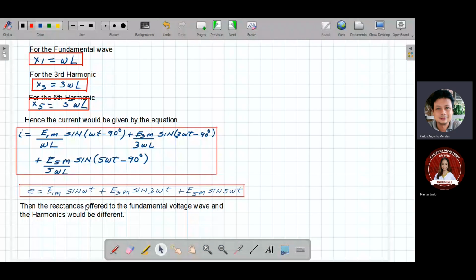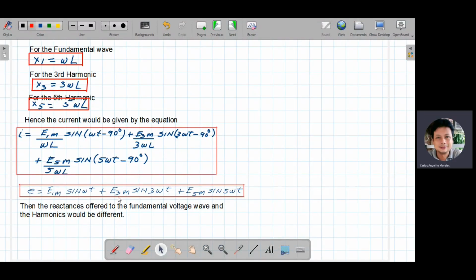E maximum sine omega t, ito yung formula niya, no? General formula niya, plus E3 maximum sine 3 omega t para sa voltage kasi ito. Plus E5 maximum sine 5 omega t. Ito current, ito voltage. So then the reactance offered to the fundamental voltage wave and the harmonics would be different.